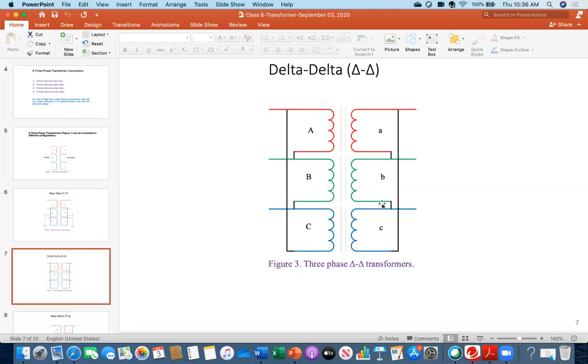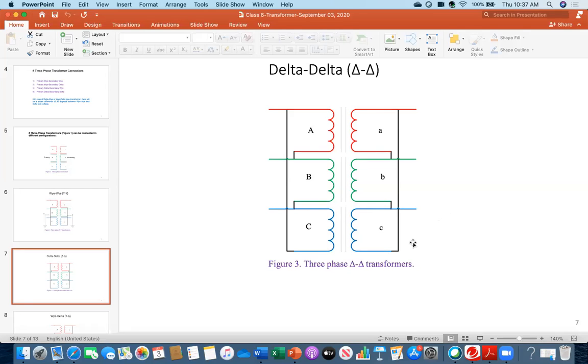Same thing on the secondary side. Everybody, do you understand how to make connections, how to make delta? Does it make sense? Yeah. Yes, it does. Yeah.